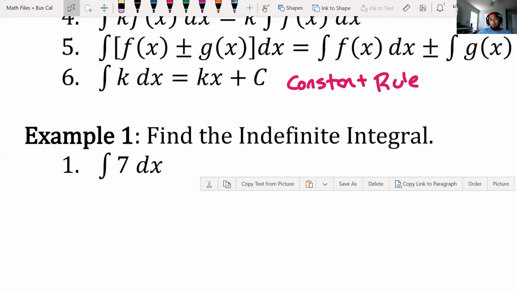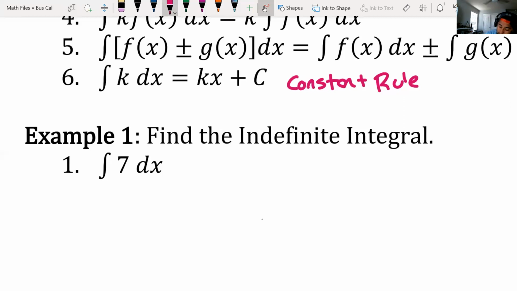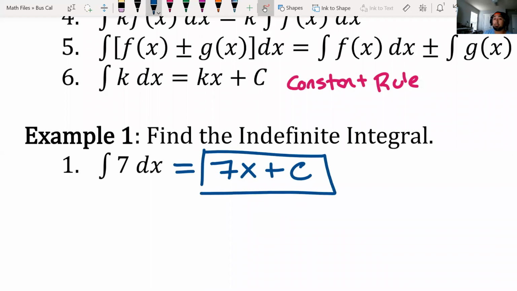So number 1, we have the integral of 7 dx. This is just a constant. 7 is just a number, a constant. So this is going to use rule number 6. The antiderivative of 7 dx is going to be 7x plus c. That's it.